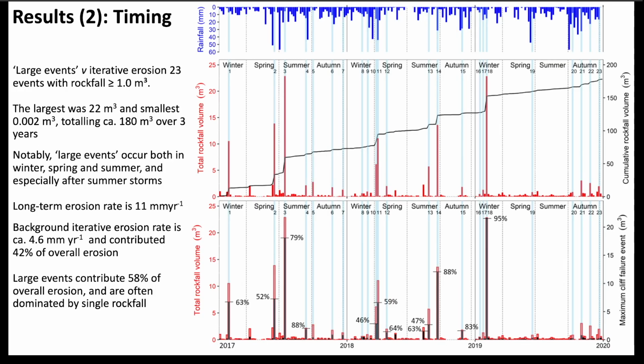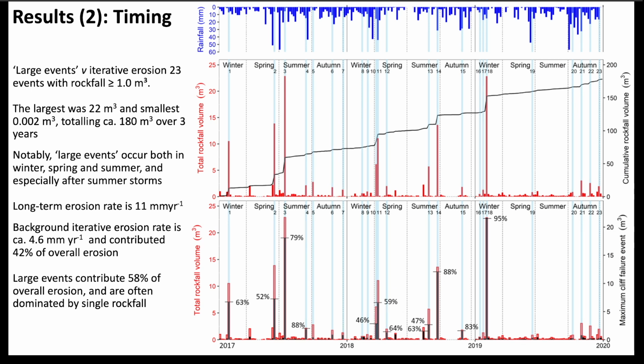So the second result I wanted to show you was about the timing of the rockfalls and when they occur, and what it is that drives the overall accumulation of erosion of the coastline. So here we've got a couple of graphs showing the erosion from 2017 through to the end of 2019, a period of 3 years.